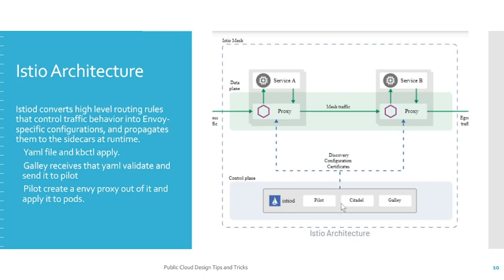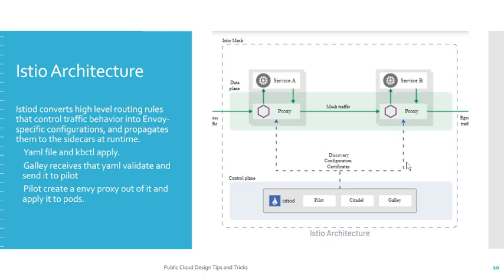The control plane is what takes care of the proxy lifecycle. That is where the proxy control plane comes in. That means when you have a YAML file where you write all this configuration and do the kubectl apply, it will go to Galley. Galley will read this data and then send it to Citadel. Citadel will validate this data, and once the data is validated by Citadel, it goes to Pilot, and Pilot will verify and create an Envoy proxy out of it and apply it to the respective pods. That is the basic fundamental behind the Istio architecture.